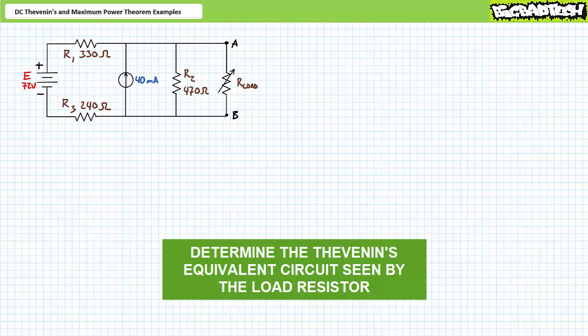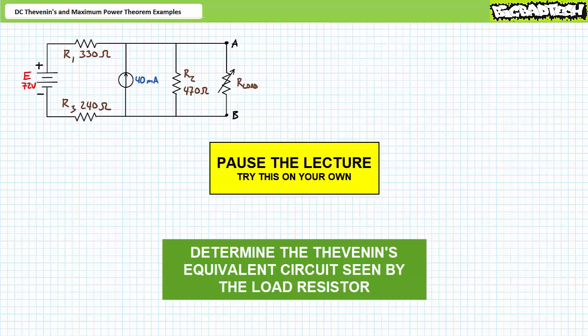Here's a hint. Use the superposition theorem to determine the open circuit voltage. Solving for the Thevenin's equivalent resistance, however, can be done in one step. By all means, pause the lecture and try stage 1 on your own. If you're tracking, you should have obtained the following results.